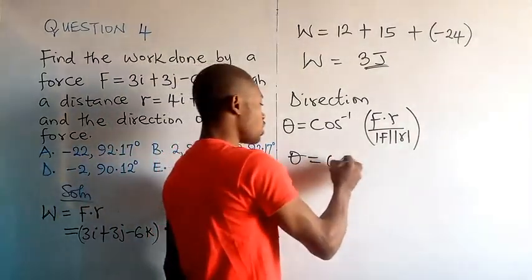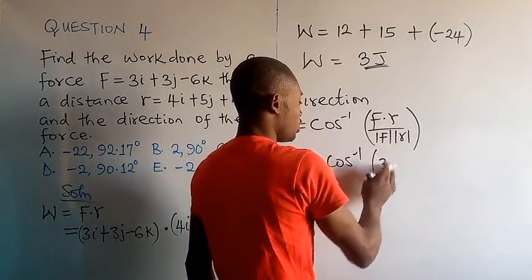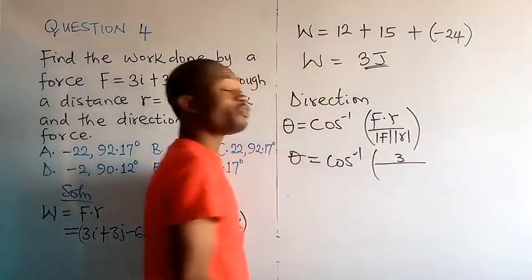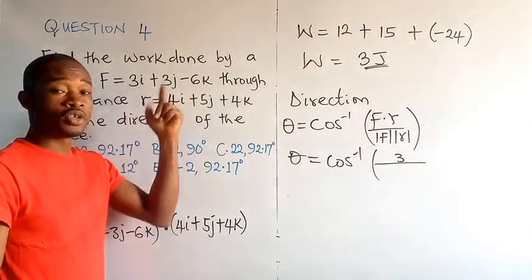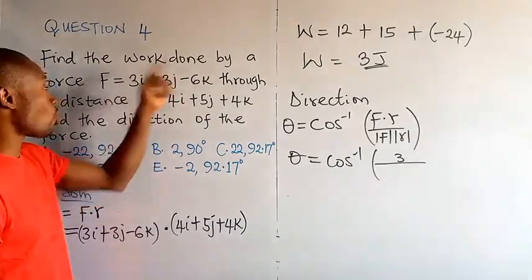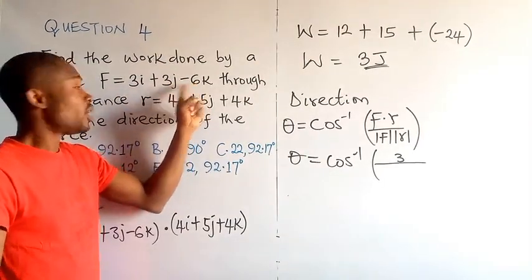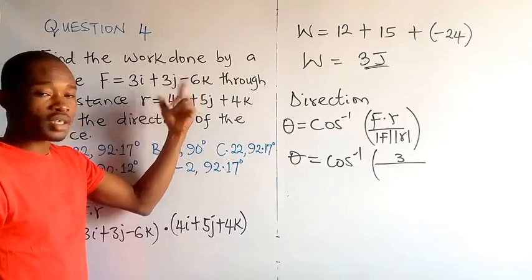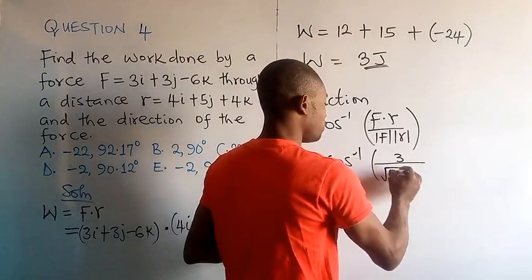So this is going to be cos inverse of F dot R, which already is 3. So it's going to be divided by the magnitude of the force. Let's work it out. You come to this first vector and get the magnitude using Pythagoras theorem. How do you go about that? Square root of 3 square plus 3 square plus 6 square. 3 square is 9. Another 3 square is 9. You add, you get 18. Then 6 square is 36. You add, you get 54. So that's going to be square root of 54.